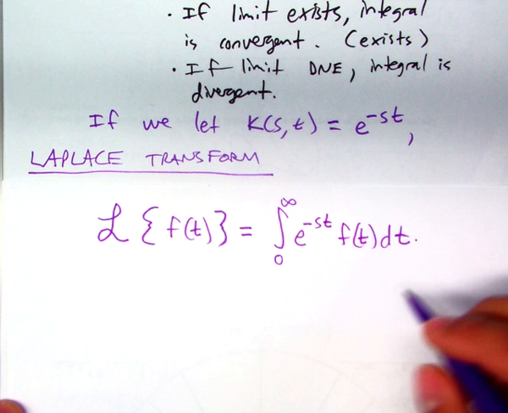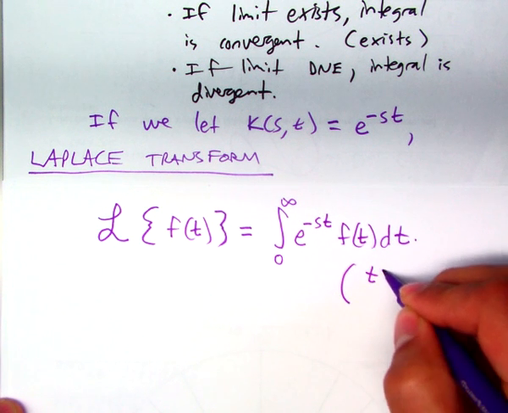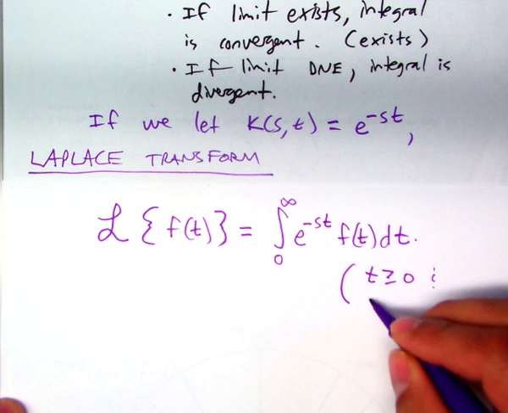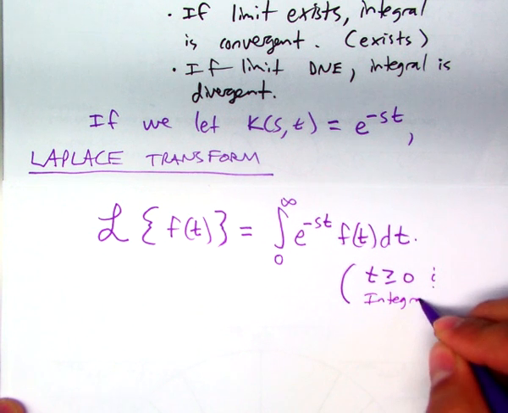And again, the assumptions here are that t is greater than or equal to 0, and the integral converges.